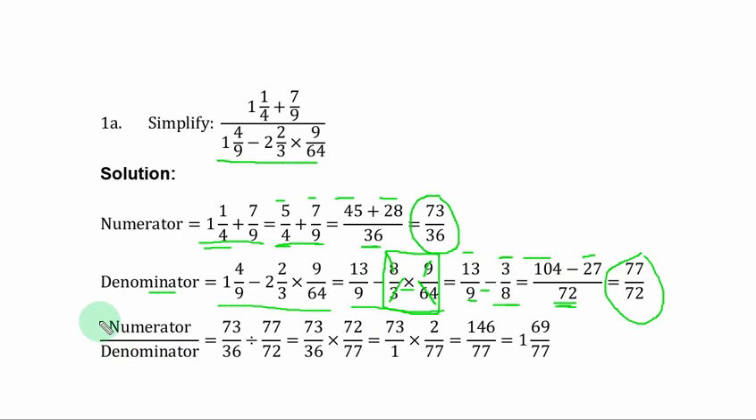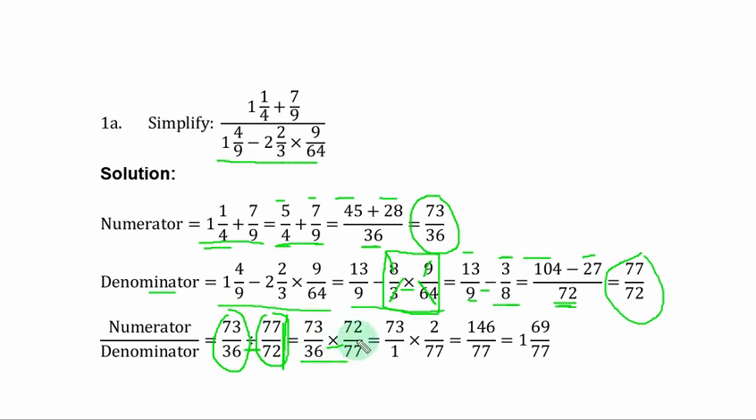Now we combine the numerator and denominator. This is the result for the numerator divided by the result for the denominator. As you know, in fraction division, the division sign changes to multiplication, and you invert the fraction at the right side of the sign. So you have it in this form.